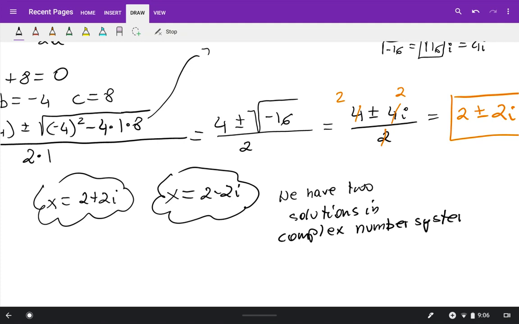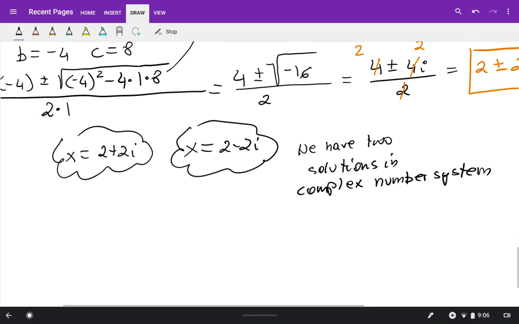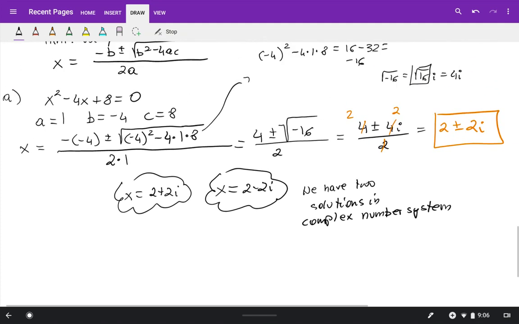So a couple of things. How are you going to know that you have to do your work? Okay, you have to continue. So in the problem, when they ask you to find real solutions, we don't have a real solution. But if they ask you to find all solutions, that means you're going to continue working and you're going to have the answer in the complex number system.